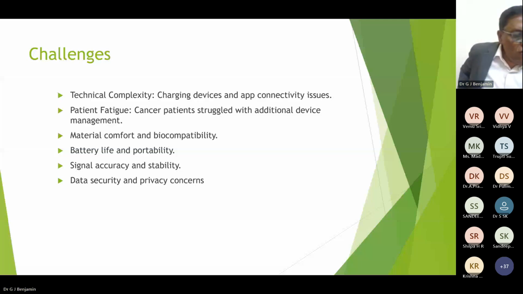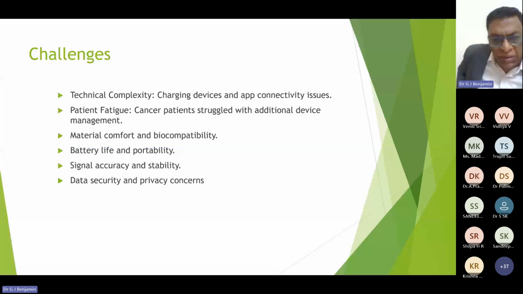Now, what are the future directions? Low adherence affected study outcomes. I mean, low adherence means many people could not adhere to the protocol that was given to them, wearing it regularly and so on. So people never got adjusted to it. Hence, the study outcomes were bad.